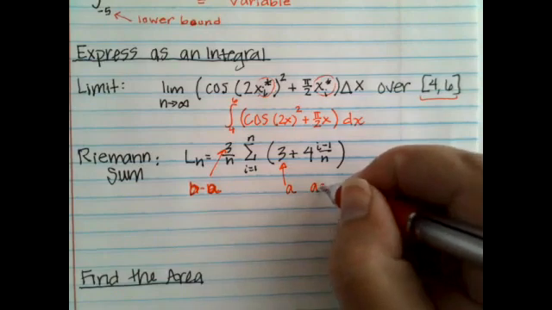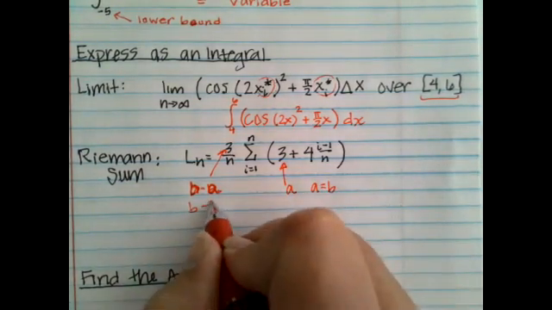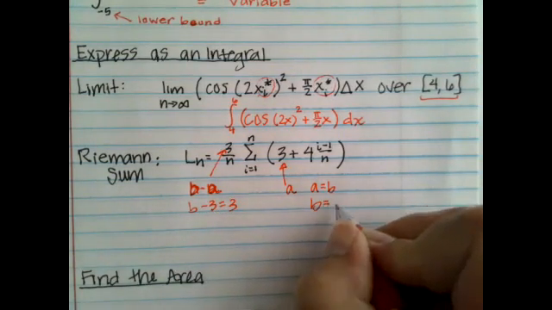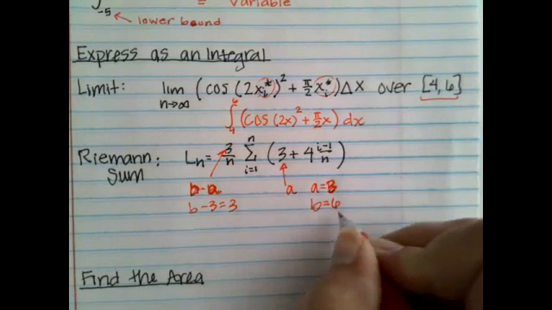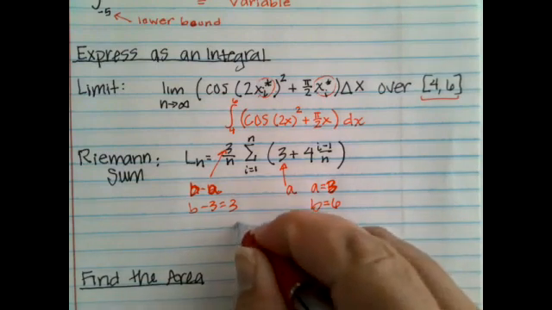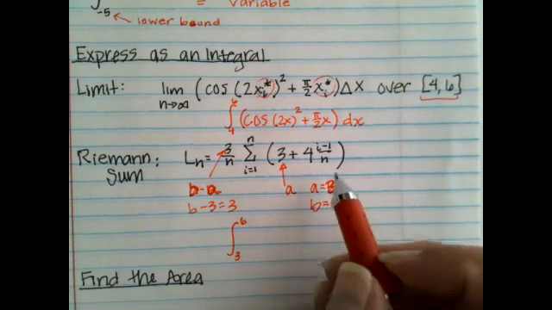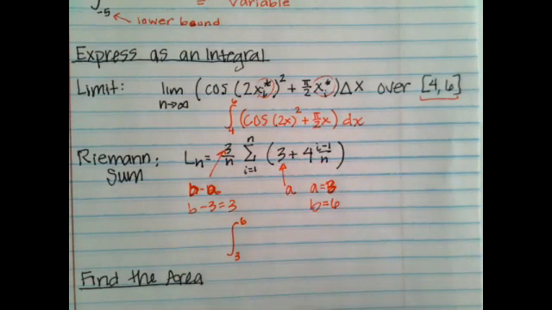So if a equals 3, and whatever b minus that 3 is equals 3, then you should be able to figure out that b would equal 6. So a equals 3, b equals 6. And so now we should be able to write what we need to do. So we've got our lower bound of 3 and our upper bound of 6. And then this whole thing is just your function. And so we're just going to replace that with the letter x.